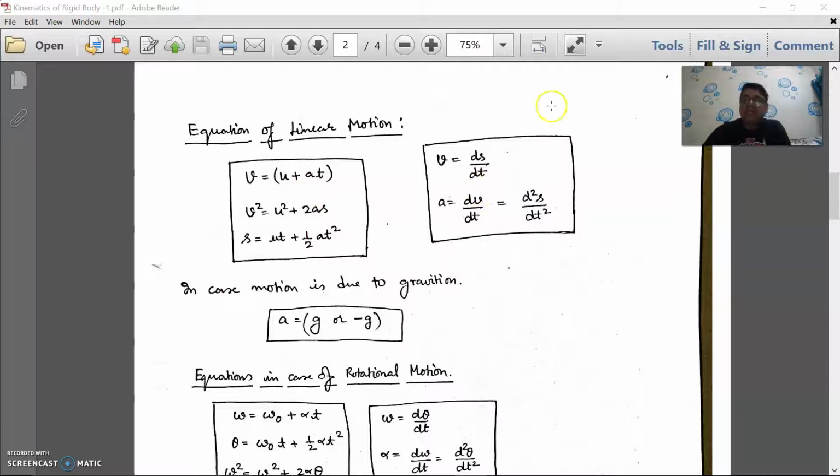That means if any body is moving upside, if any object goes upside, then we'll say g as positive. But sorry, negative. It is going against the direction of gravitational force, so we'll say this is negative. But if it goes in the direction of gravitational force only, then we'll take this as positive, right? Okay.